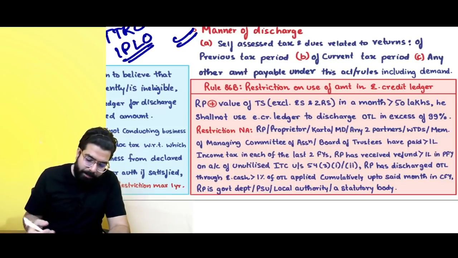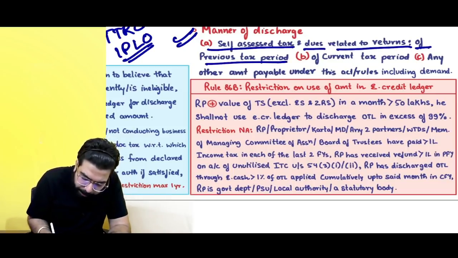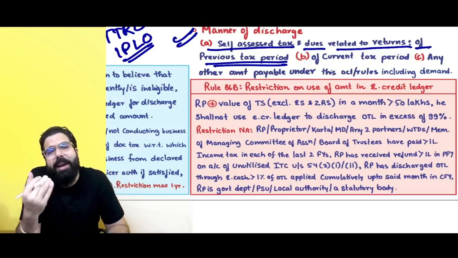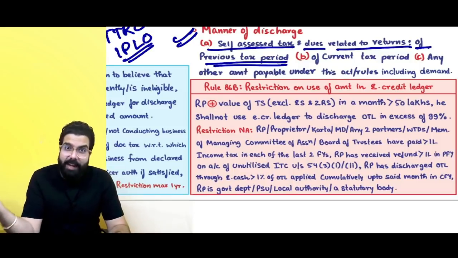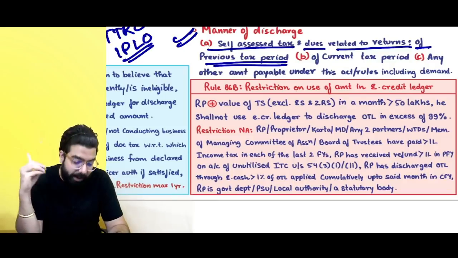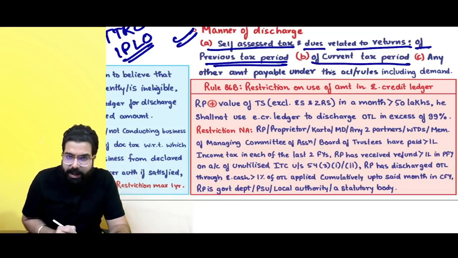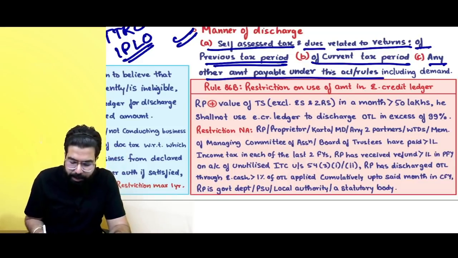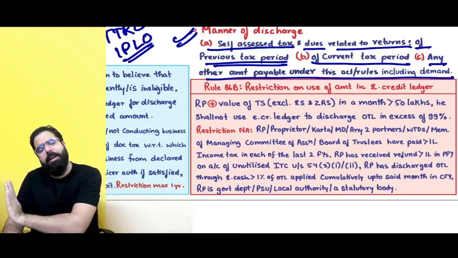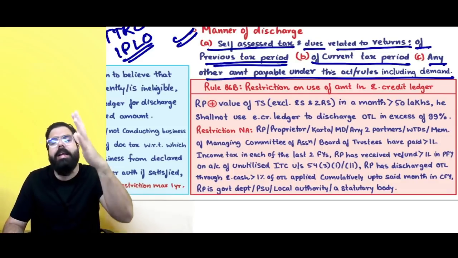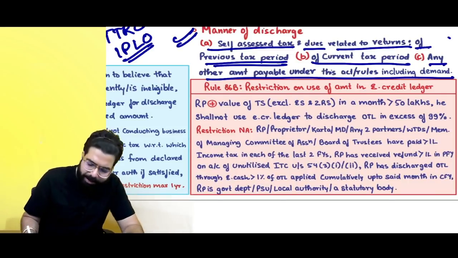Always remember one thing, you have to go ahead and pay self-assessed tax and dues related to return of the previous tax period. First, you have to go ahead and pay the amount of liability of the previous tax period which you have self-assessed. Then, whatever is the self-assessed tax liability, etc., of the current tax period. Then, any other amount with the proper officer, and any other amount under the act, including demand. So, sir, first you pay last month's liability, then current month's liability, then any other amount which has been raised, might be demand order, etc. You have to go ahead and pay.